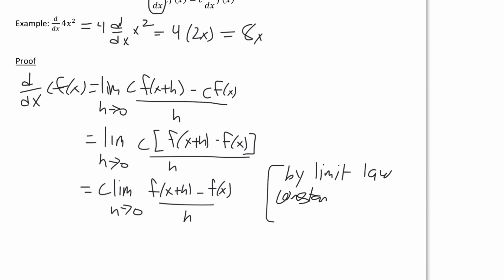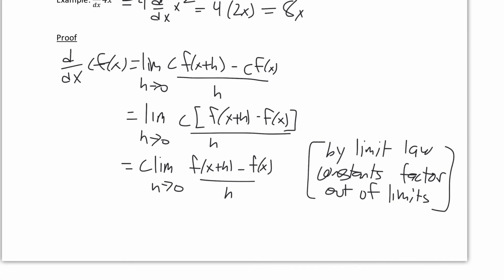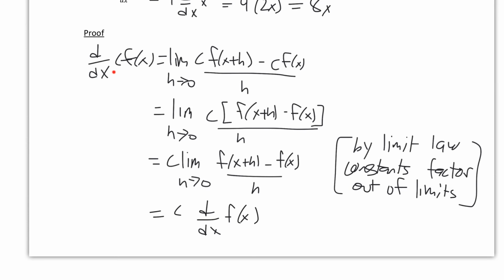constants factor out of limits, which will then give us, well, limit as h approaches 0 of f(x plus h) minus f(x) over h, that's technically just the derivative of f(x). We're just back to the definition of the regular derivative. And so if you notice, we started with the derivative of c f of x, and we ended up with c times the derivative of f of x, which was our goal, and so we finished our proof.